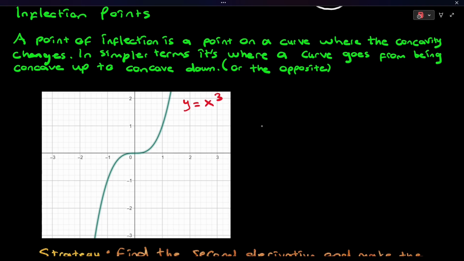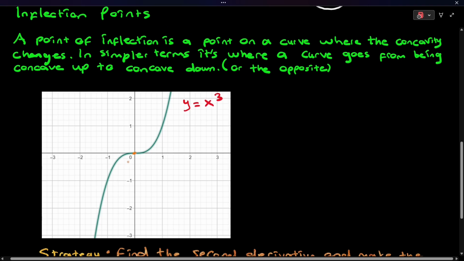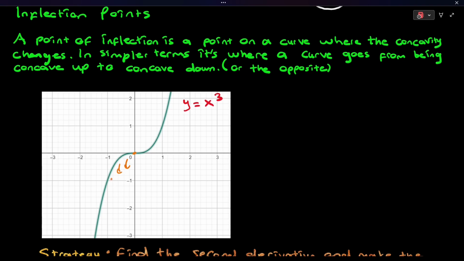Y is equal to x cubed. We should change the color because white is not visible here. Let's try orange. At 0, let's focus on 0 from the graph. On the left side of 0, the concavity is clearly down. On the right side of 0, the concavity is up. 0 is an inflection point for us.